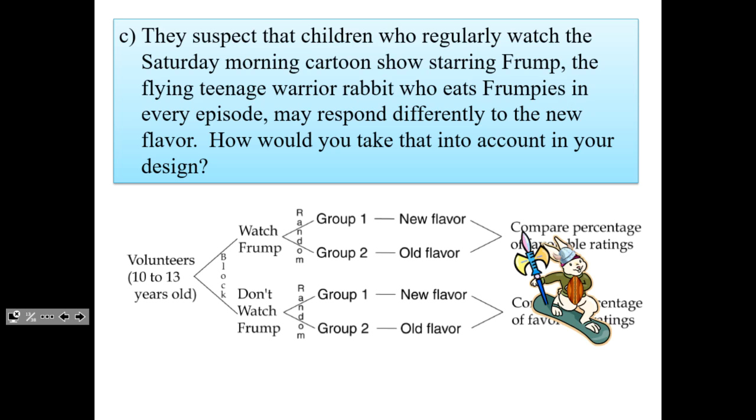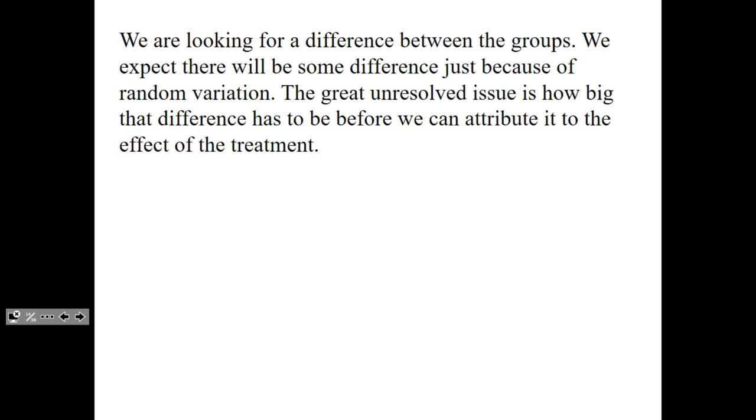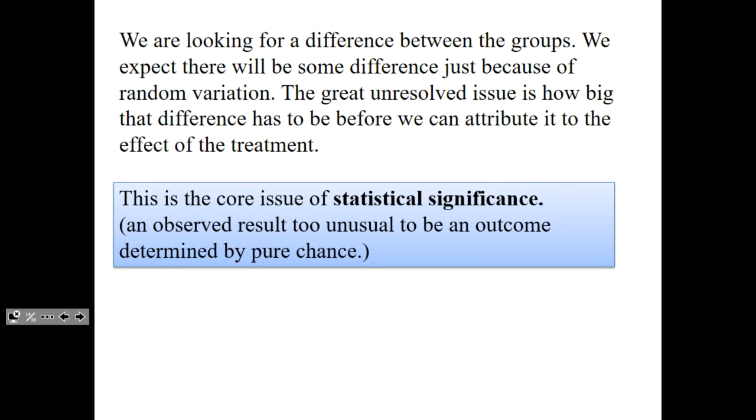So we're looking at the differences between the groups. We do think there's some difference just because of random variation. The big question is how big that difference has to be before we say it's the effect of the treatment. What we're talking about is a thing called statistical significance. You need to know this. Statistical significance is when a result was too unusual to just have been caused by chance. Okay? And we're going to worry about what that value is, but at this point you need to understand statistical significance is when an observed result was too unusual to have just happened by chance.